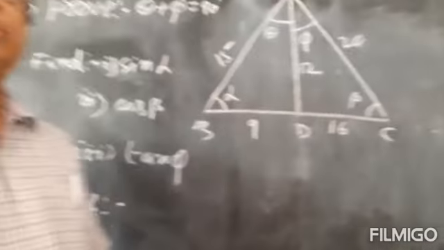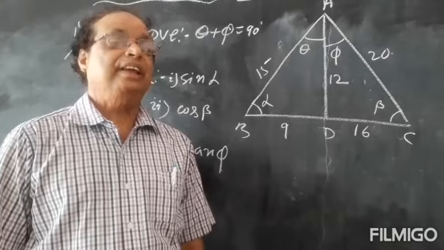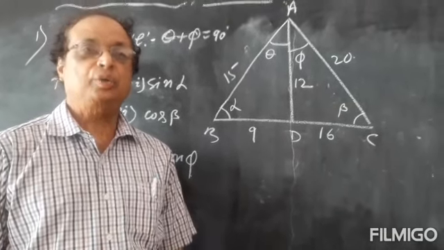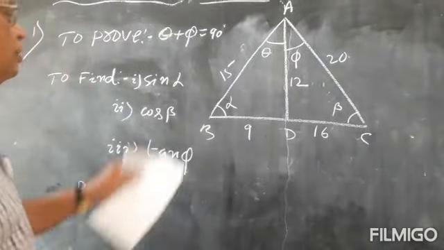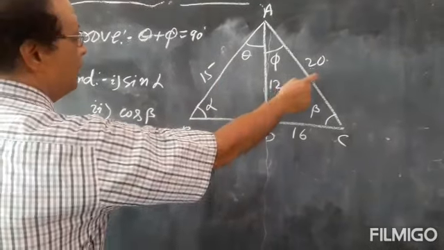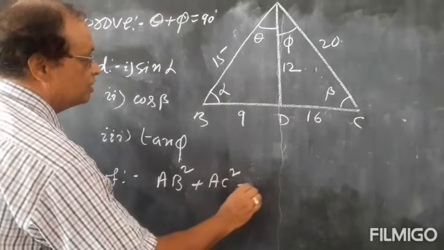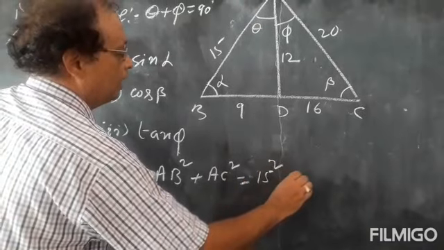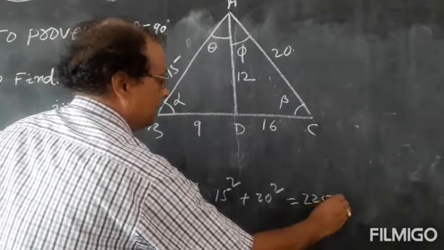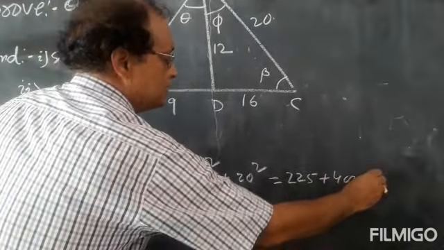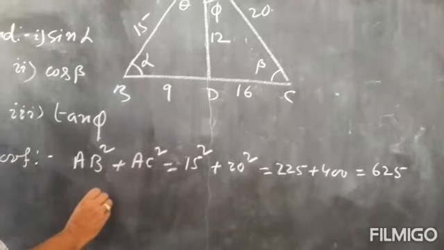You all have to know what is Pythagoras theorem. Pythagoras theorem is, in a right angle triangle, the square of the hypotenuse is equal to the sum of the squares of the two sides. So here you find out AB square plus AC square. Now AB square plus AC square is equal to 15 square plus 20 square. And that is equal to, 15 square is how much? 225 plus 400. Now this is equal to 625. Clear?